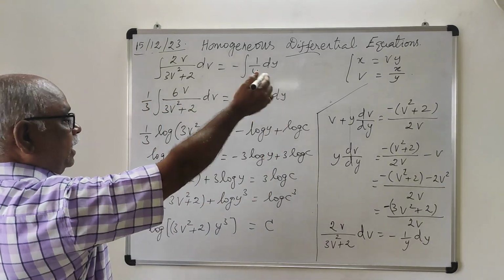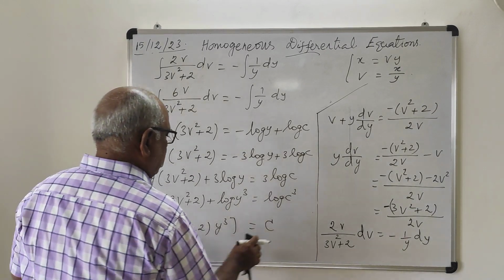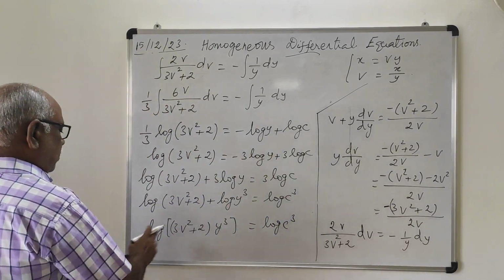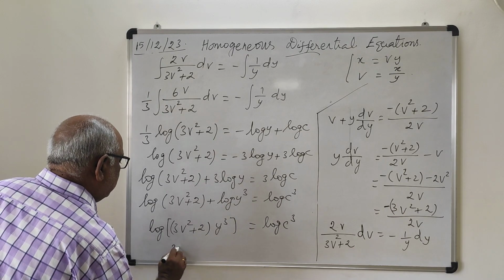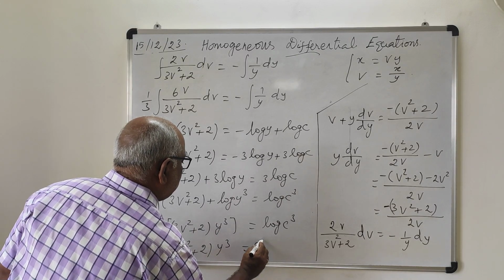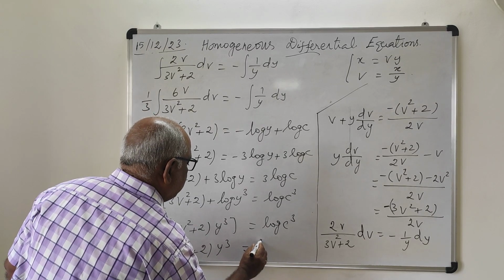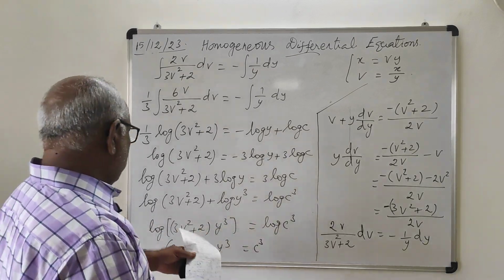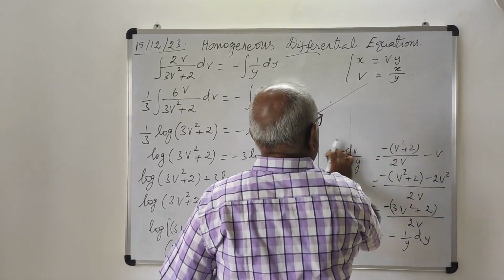Now you replace v by x by y. Eliminating logarithm on both sides, we are raising the power of log on both sides. You will get 3v square plus 2 into y cube equal to c cube. That c cube is a single constant, say some capital C. See, eliminating log on both sides. Now you replace v by x by y in the result.